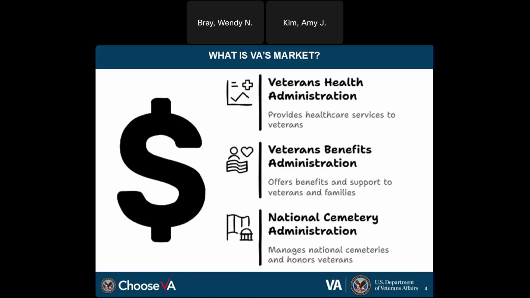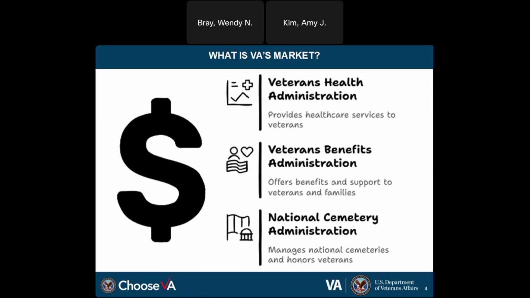The Veteran Benefits Administration is responsible for administering a variety of benefit programs, which include disability compensation, pension benefits, and educational assistance. And then the NCA, the National Cemetery Administration, honors our veterans through the management of the national cemeteries and memorials, offering dignified burial options and preserving the memories of those who served. So together, these organizations work collaboratively to enhance the overall well-being of veterans and their families.